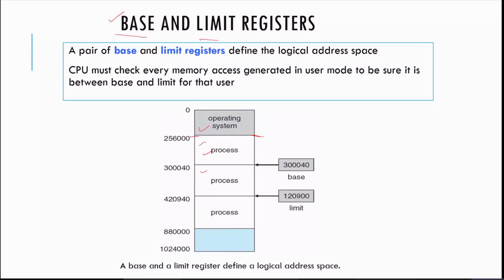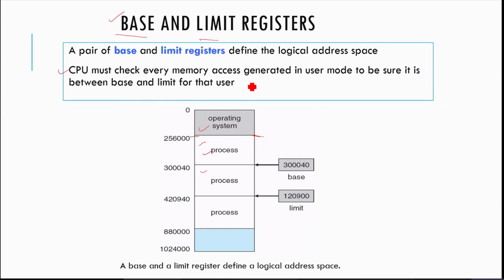So two registers we are using. You can say it is a hardware implementation that will keep some value here. The first one is a pair that combines the base and the limit register. Base means you can say any starting value, and limit means the range, the length.